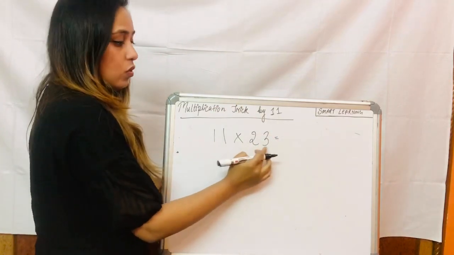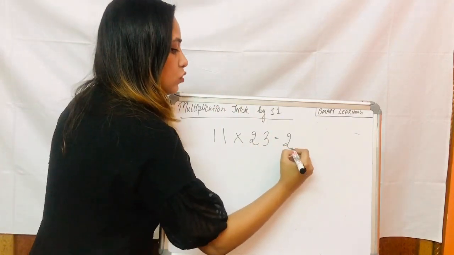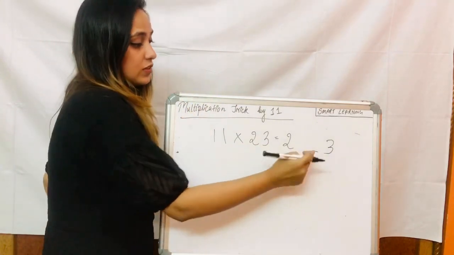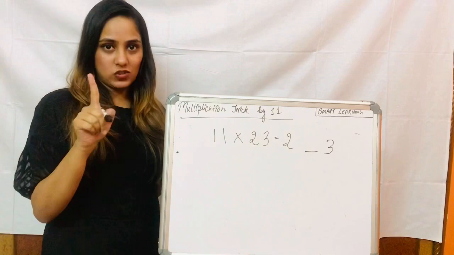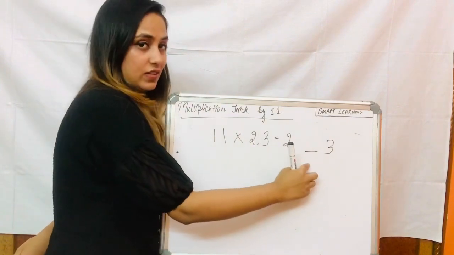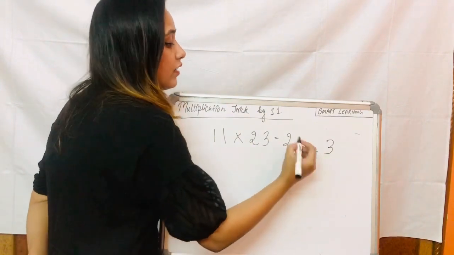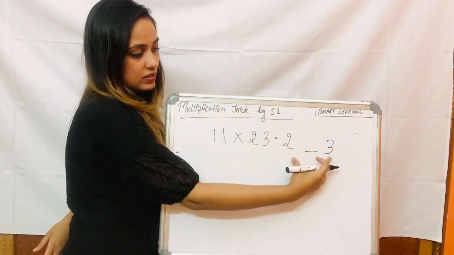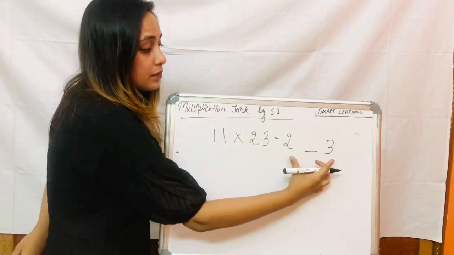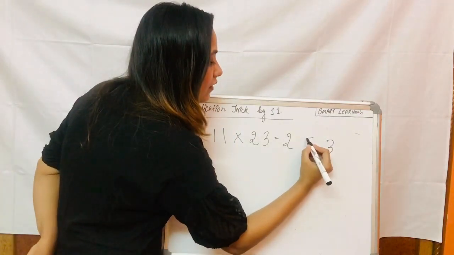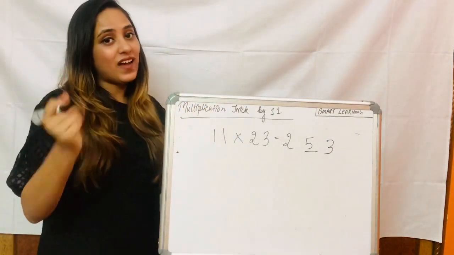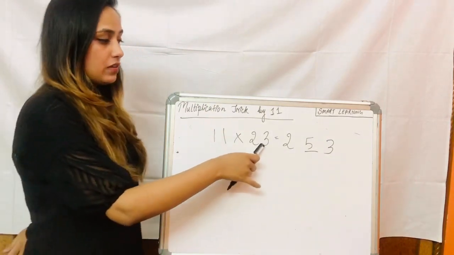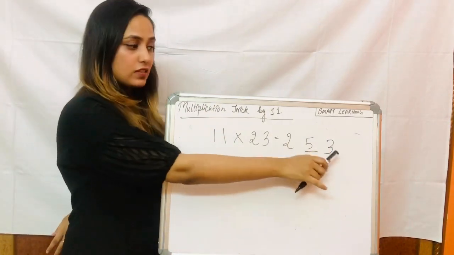So these are 2 and 3. Now write 2 and 3, and since this is a 2-digit number, there will be 1 digit in between. So what will be the digit here? It will be nothing but the addition of the extreme digits. The outside digits are 2 and 3, you sum them and write it here. So if you have calculators in your hand, you can directly check 11 multiplied by 23 is 253.